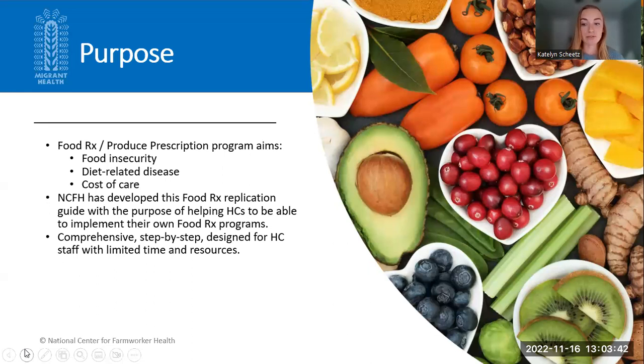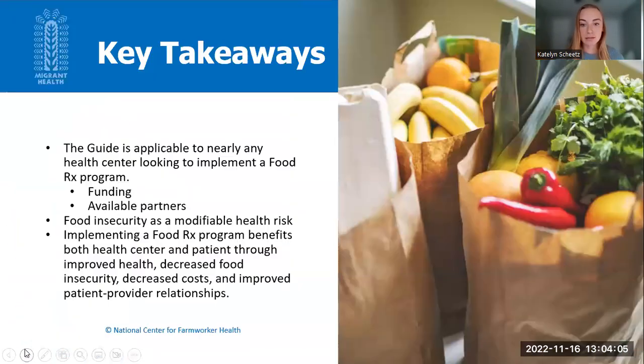I also wanted to clarify that while this guide is suitable for addressing food insecurity in farm worker populations, which is obviously the population that we focus on, it was designed for all patients of health centers in mind, who certainly include farm workers, but are not limited to them.